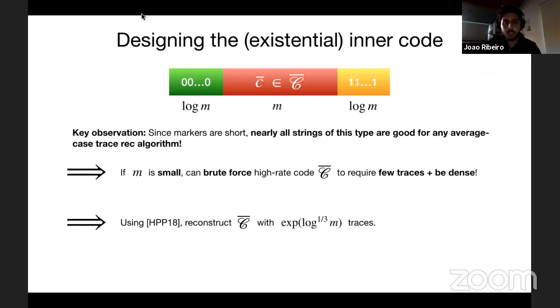Okay, any questions? No. Okay, so this is all doable if your length m, which is related to the alphabet size of your outer code, is small enough, because otherwise you cannot brute force it.